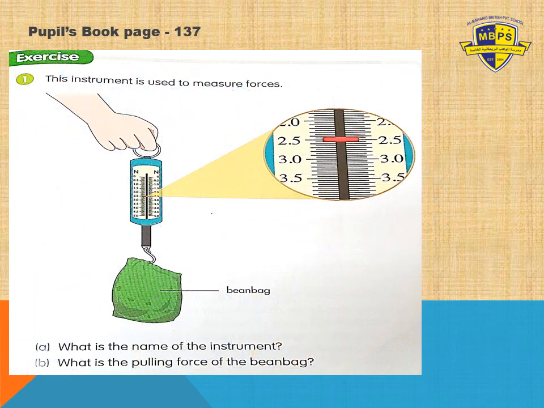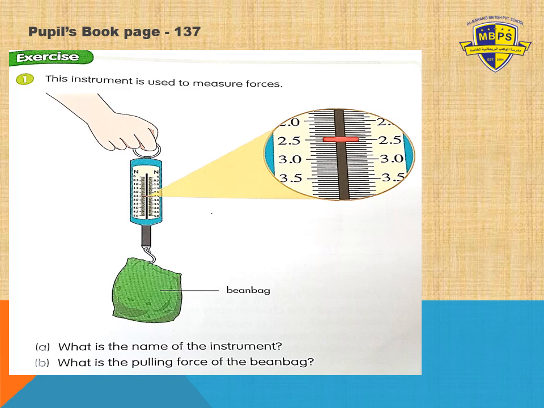Okay, grade 2, pupils book, page number 137. What is written there? Exercise. Now it's time to check whether you understood how we can measure different things with the help of the force meter. What is exercise 1? This instrument is used to measure forces. As you can see in the picture, you can pause the video, pause the slide and find out. With the help of the force meter, pulling the bean bag. Yes.